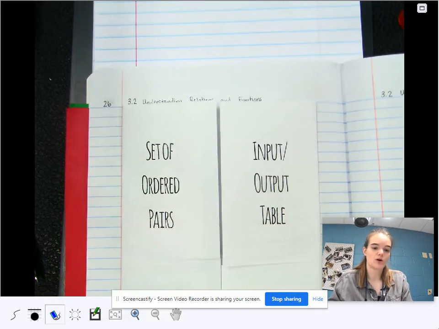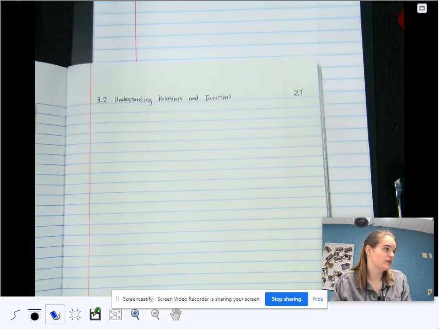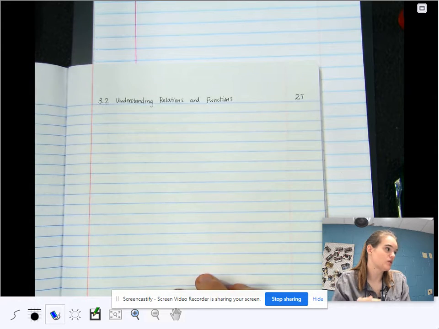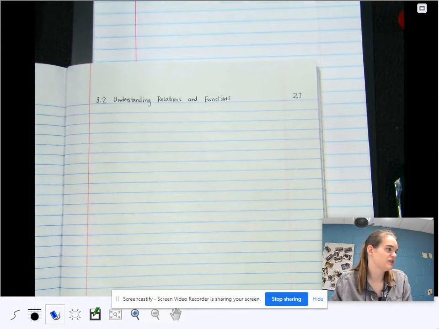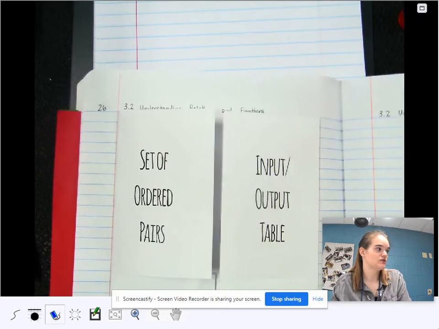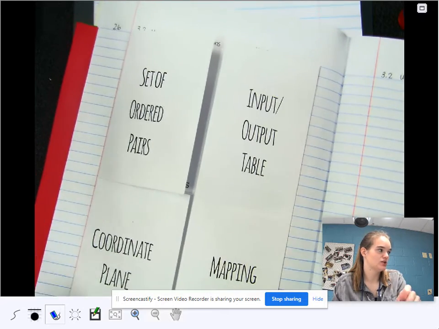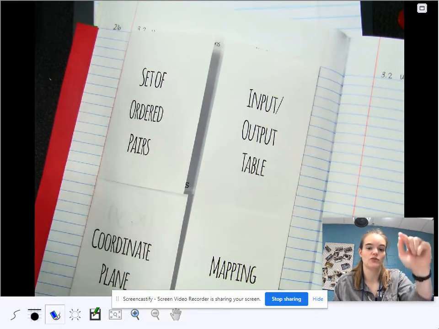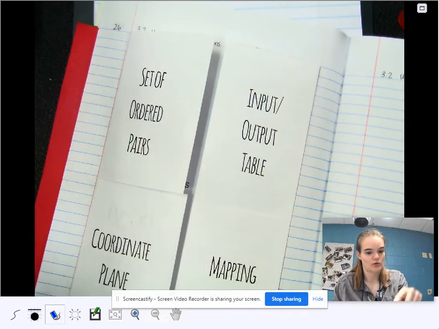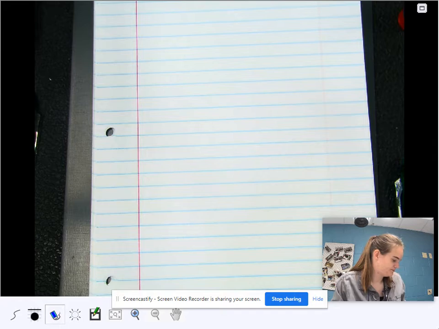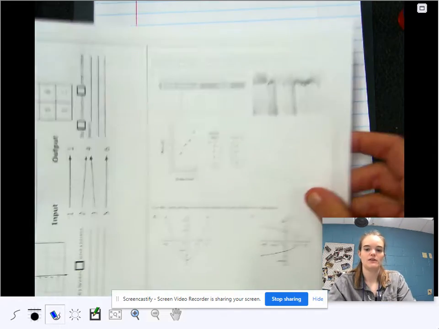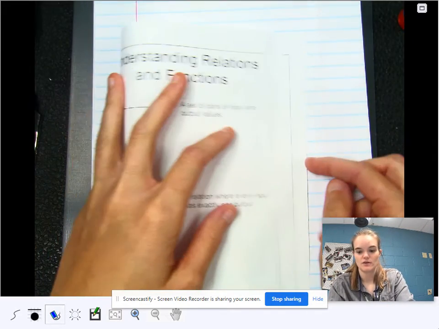Okay, now we're going to be working on page 27. So you're either writing on page 27 or you've got what I'm about to show you. Keep in mind, we've talked about 4 types of relations, the ways to represent relations: ordered pairs, input-output table, coordinate plane, mapping diagram. We will come back to each. All right, there's a paper, looks like this, folded in half.